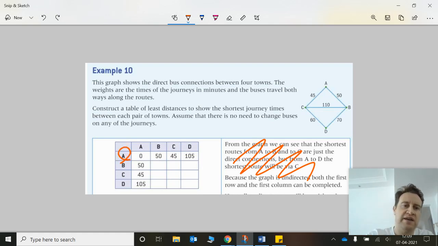So if we look at A, for example, A is connected both to C and B directly, but the shortest route to D, obviously that doesn't exist directly, is this route here of 45 plus 60 is 105. Now, it's possible that it could have gone like this as well, obviously, if that length was shorter in the middle, for example. But you can see how this is being constructed here.